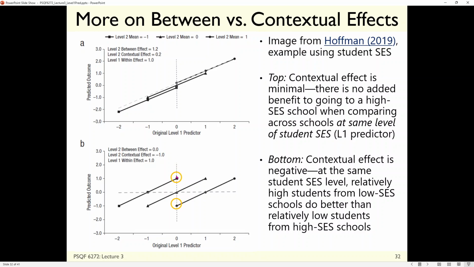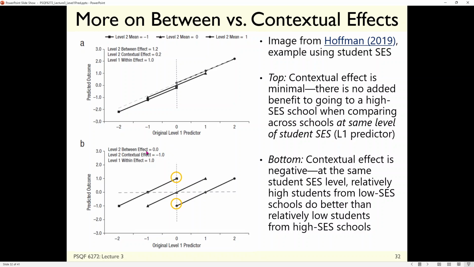The bottom panel here illustrates the opposite. This is where we have 0 between effect, so the line through the means here is flat. It does not matter what your school is like. Within a school, if I am higher than the other kids in my school, my score goes up by 1. However, after I condition on a 0 for that kid, kids who go to schools that are lower are actually predicted to do higher. The contextual effect is negative.